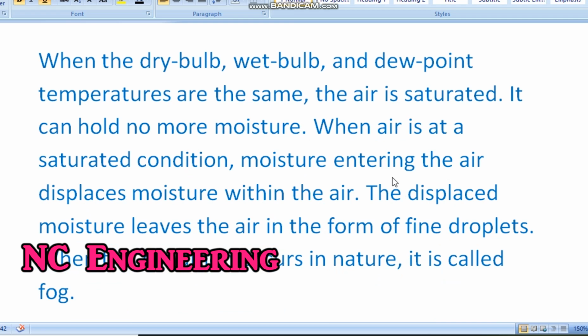We sometimes see weather where there is fog. What is fog? Fog is the condition when the dry bulb temperature, wet bulb temperature, and dew point temperature are the same, and the air is saturated. It cannot hold more moisture inside, and when air is at saturated condition and more moisture enters the air, it replaces the already existing moisture within the air. This displaced moisture leaves the air in the form of very fine droplets, and when this condition occurs in nature, it is called fog.